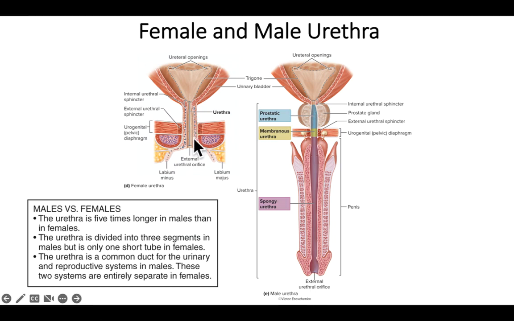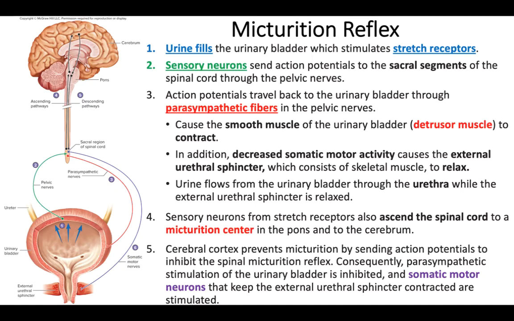Female is much shorter. All right, so the internal orifice is here, external orifice here. Another difference is males use the urethra for reproduction as well. So that's obviously going to be part of the path of semen as well as urine. All right, that's probably a good place to stop. We're going to talk about the Micturition reflex.